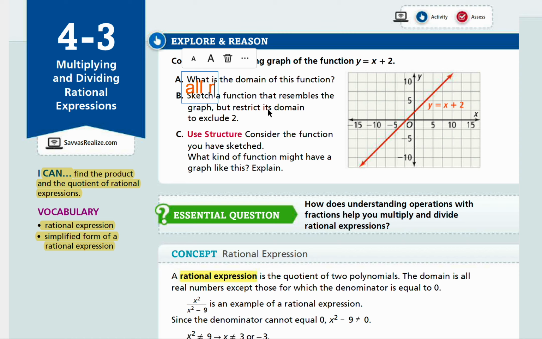And sketch a function that resembles the graph but restrict its domain to exclude 2. So we're going to sketch a function that is exactly the same, but we're going to restrict the domain to exclude 2. That means we're going to leave out 2. We're going to restrict 2. So 2 should not be part of the function.